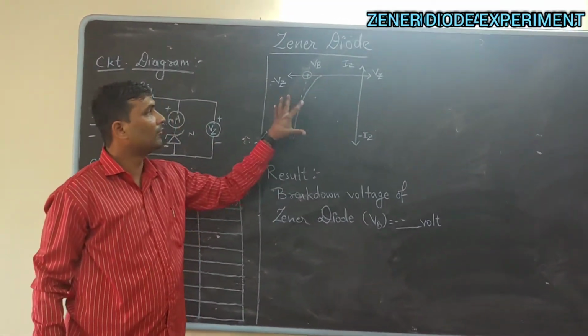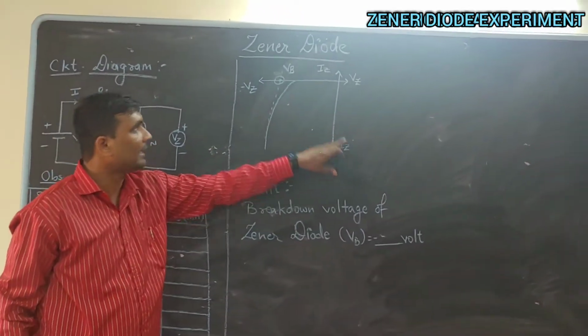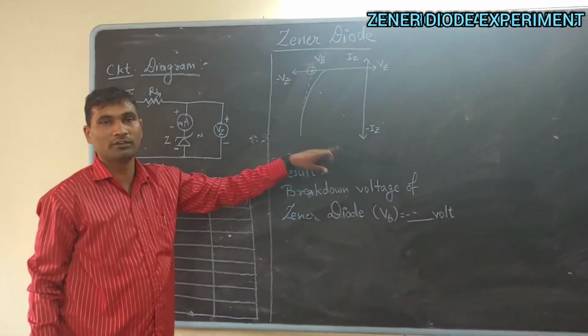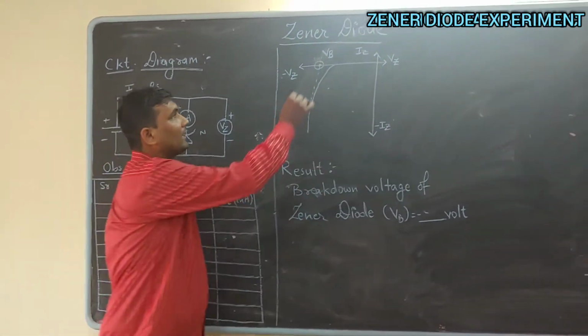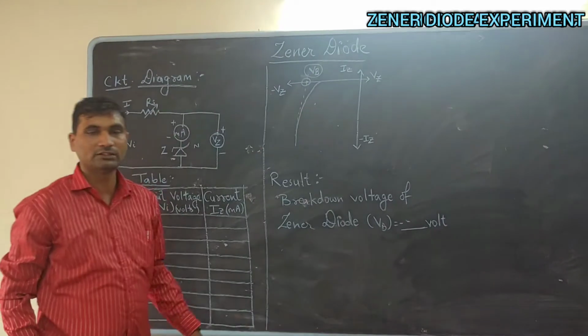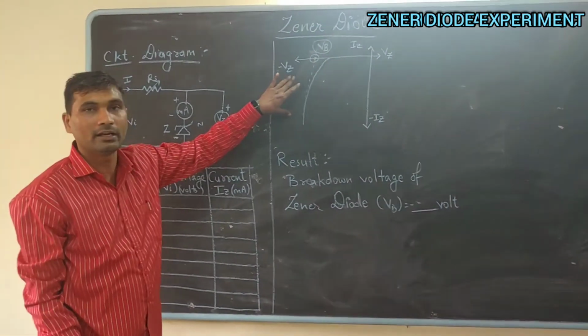We will draw the graph in the third quadrant. In the third quadrant, both the current and the voltage will be negative. So we will plot the graph and we will find the breakdown voltage, which is also known as the Zener voltage.